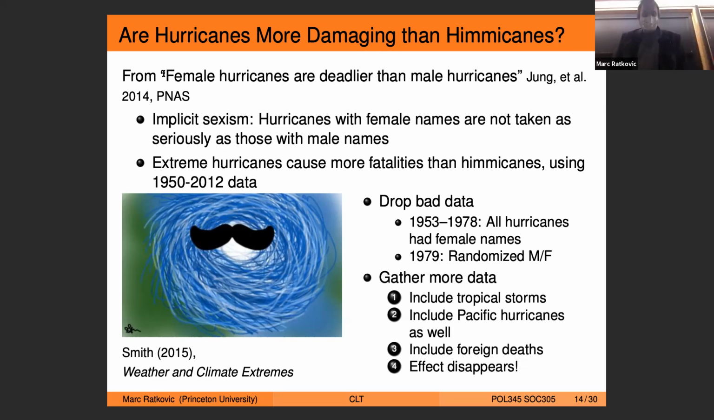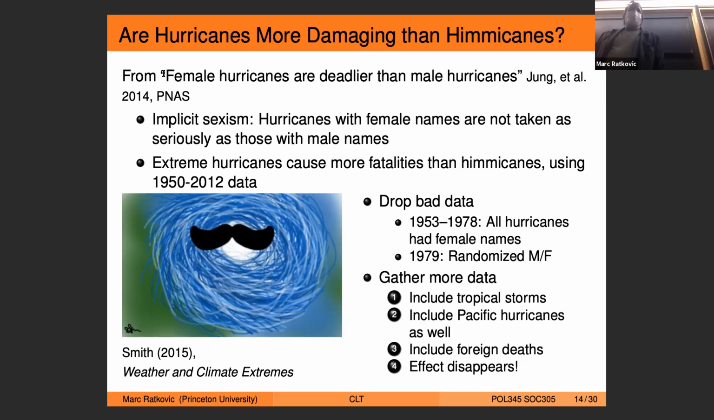Now, this paper argued that there was implicit sexism with how people reacted to hurricanes, where if a hurricane had a female name, they took it less seriously than a hurricane that had a male name. Now, play this one out in your head. And as you know, I do not shy away from talking about sexism, racism, all those sorts of issues in our society. This is one of those cases where a lot of people read it and went, not so sure.